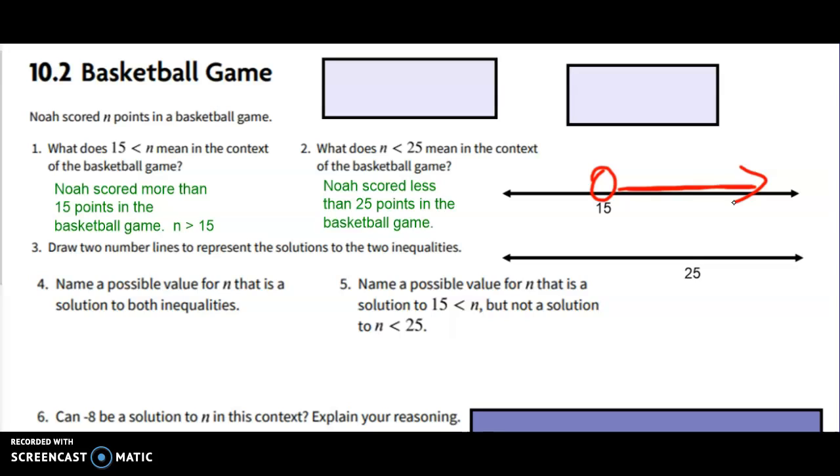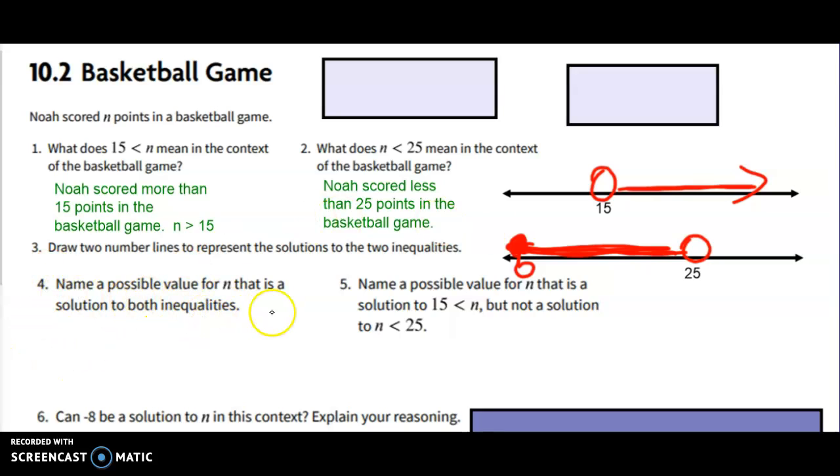The second one, we have n is less than 25. If it's less than 25, we don't include 25, and we're going to go all the way down to 0. And we're going to 0 because we're talking basketball here. And in basketball games, we can also include 0 because he could score no points at all. So we're going to leave a closed circle. So in basketball, we're not going to have negative scores. So he can score anywhere from 0 up to 25, because he scored less than 25.